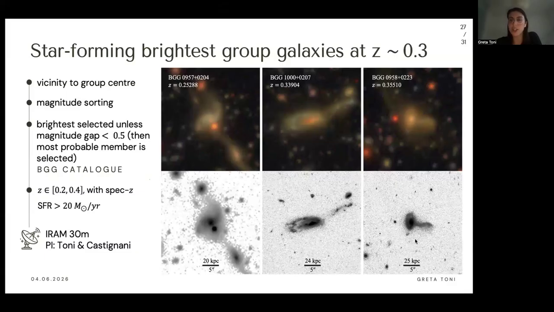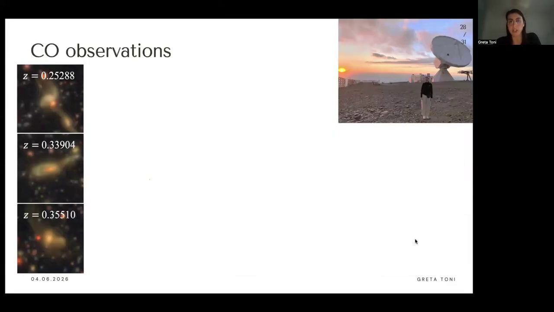So these 3 BGGs, as you can see, are located at around redshift 0.3, and they have very particular morphologies, very disturbed. They show signs of interaction, close companions, tidal features, also substructures of different colors. Therefore, we were wondering what the properties of the molecular gas were, and this we can tell thanks to CO observations, which we carried out at the IRAM telescope. Here is a photo of me doing the observations there. It was such a great experience.